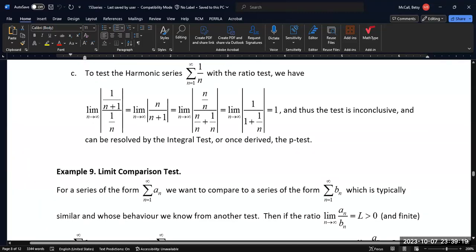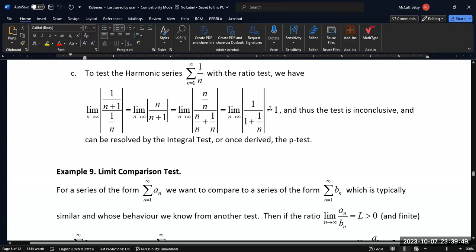Now, finally, we're going to do an example where we actually get an inconclusive result, and that's with the harmonic series. And it's actually, we end up with a limit that looks very similar to that rational portion of the previous problem. You get 1 over n plus 1 and 1 over n, flip and multiply, and we get the exact expression that we had at the end of that previous problem.